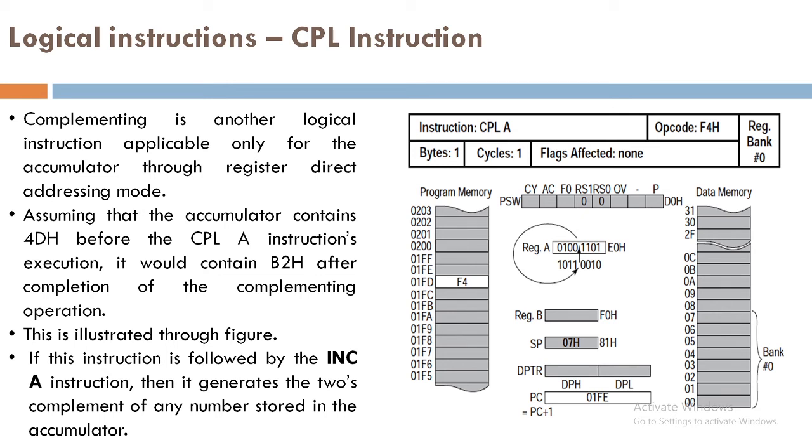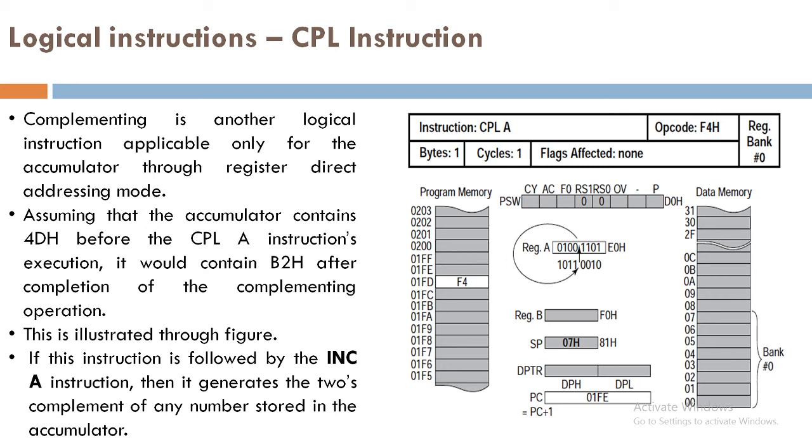So if the previous content is 4BH in accumulator, it will get changed to B2 hex. And after completion of this, we can say that we have achieved ones complement on 8-bit data inside accumulator.